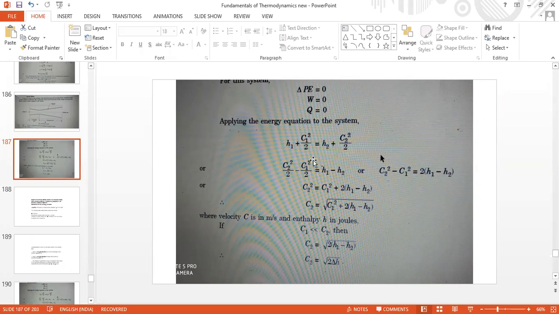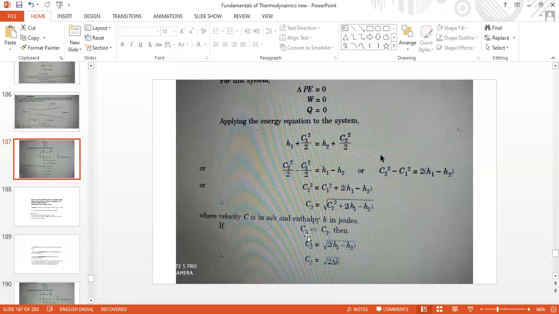So here we rearrange the terms: C2 square by 2 minus C1 square by 2 equals H1 minus H2. The purpose is to find the velocity at outlet, C2. So the mathematical equation is C2 square minus C1 square equals 2 into H1 minus H2. So C2 equals the square root of C1 square plus 2 into H1 minus H2. So this is the C2 value.